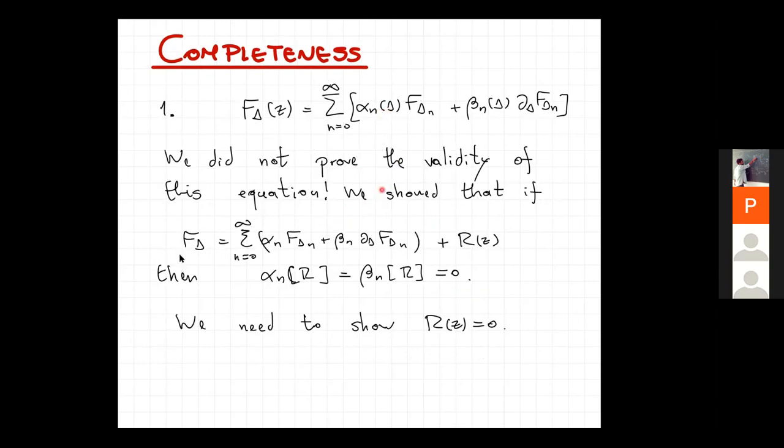Strictly speaking, up to now, what we've shown is that f delta admits a decomposition of this form, where I have what I had before, but then there could be some leftover function, some remainder, which would be killed by all the functionals. So basically, we need to show that this remainder function is zero.